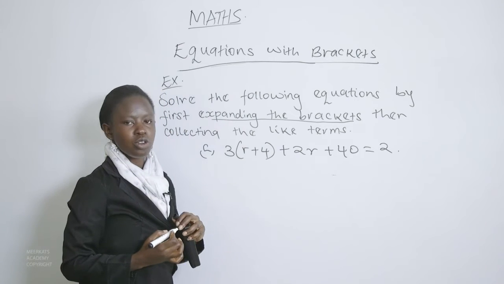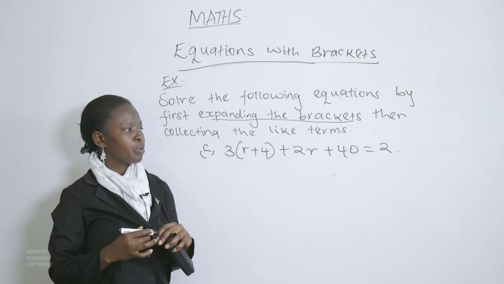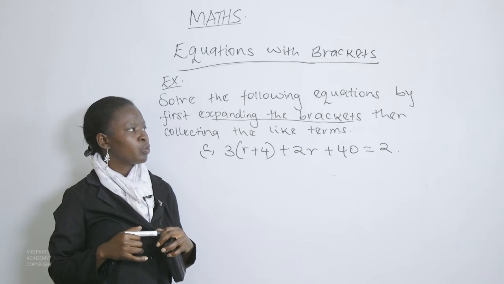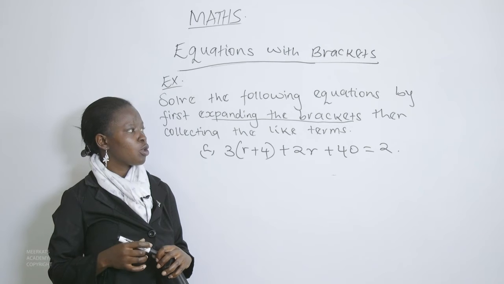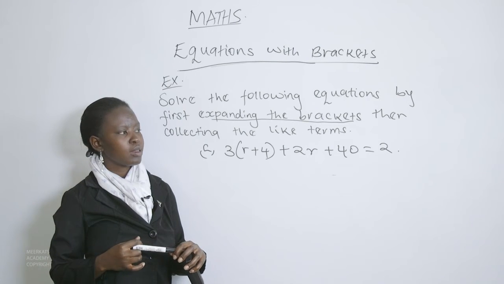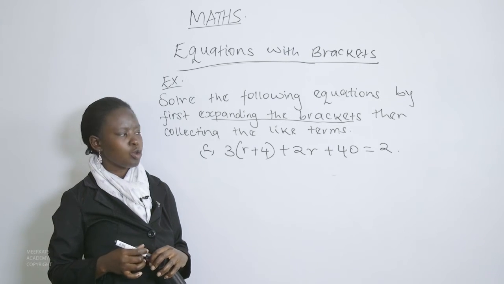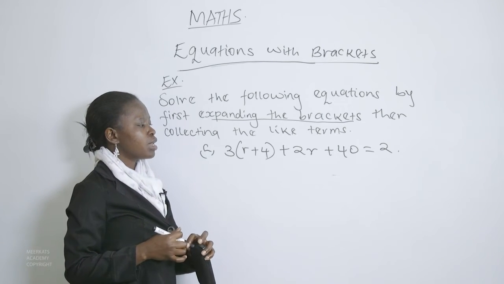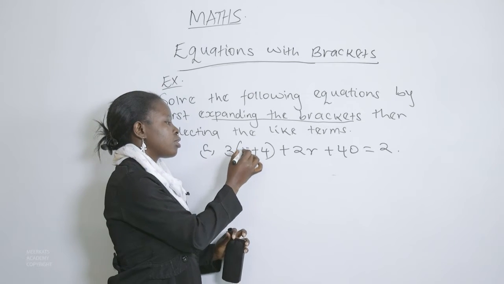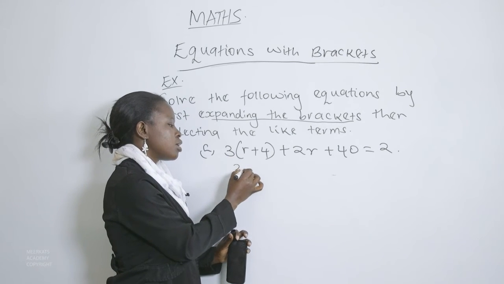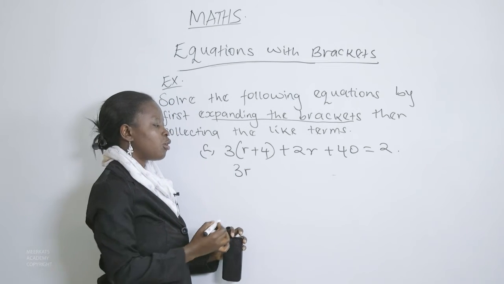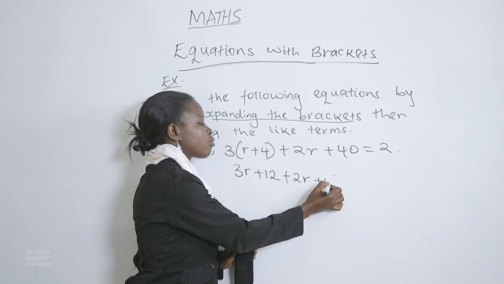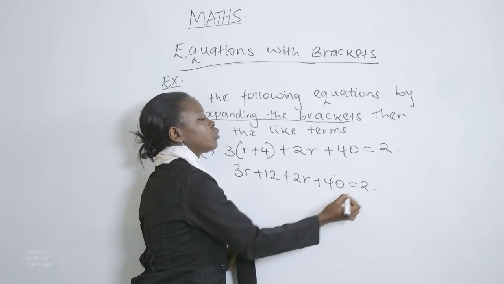So we have 3 into r plus 4 plus 2r plus 40 is equal to 2. We need to simplify the expression by expanding the brackets, collecting the like terms, then get the solution to the pronumeral, which in this case is r. So expanding the brackets, we have 3 times r, which will give us 3r. 3 multiplied by 4 will give us 12. Then plus 2r plus 40 is equal to 2.